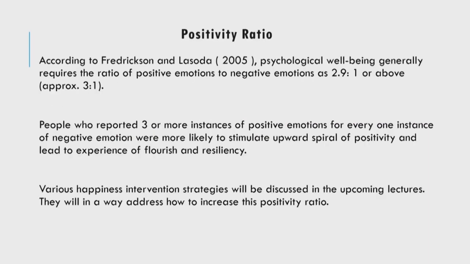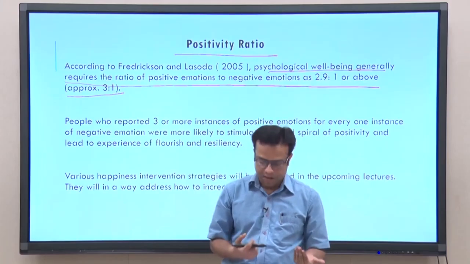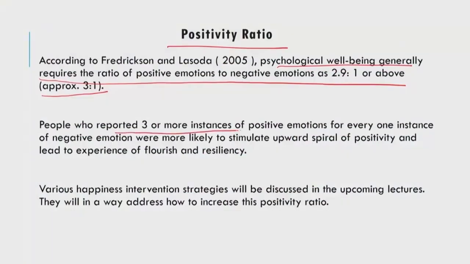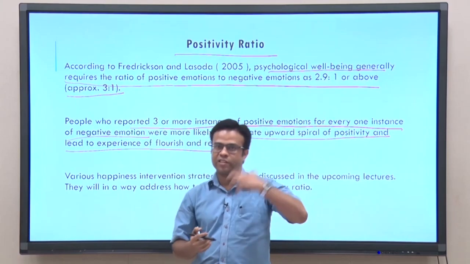There is something also called a positivity ratio. Fredrickson and Losada in 2005 did a research where they found that psychological well-being or happiness requires a ratio of positive emotion to negative emotion of 2.9:1, or approximately 3:1. So, against one negative emotion, if you experience 3 positive emotions, then people who report 3 or more instances of positive emotions for every one instance of negative emotion are more likely to stimulate an upward spiral of positivity and lead to the experience of flourishing and resiliency. So, it is for well-being and a flourishing life to happen, or a sense of resilience to happen.